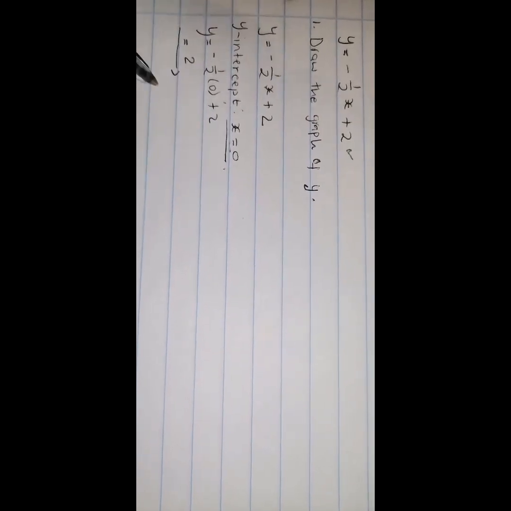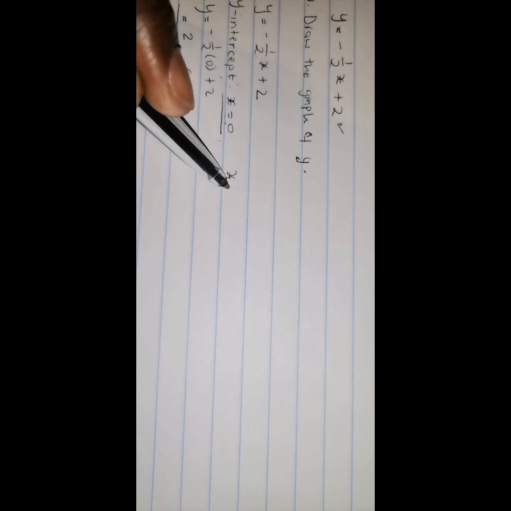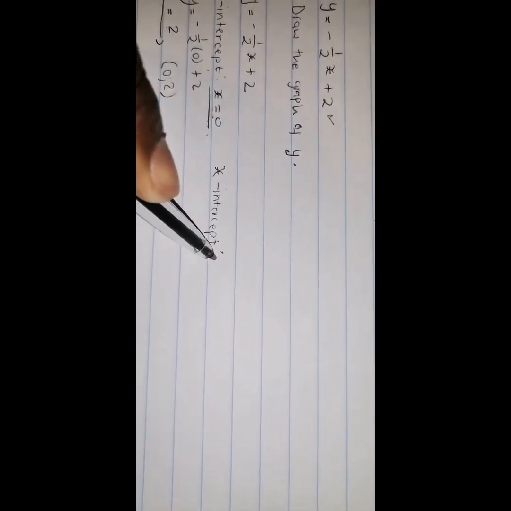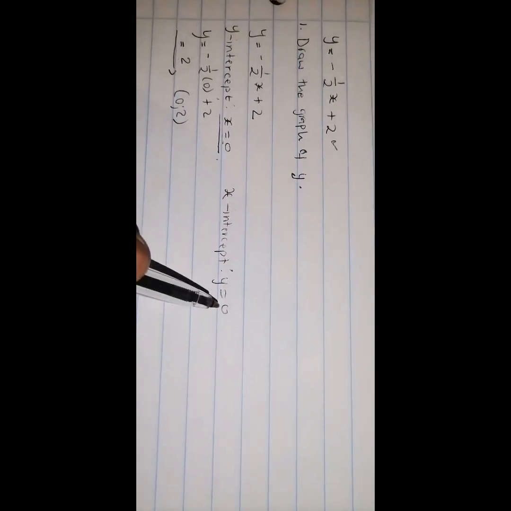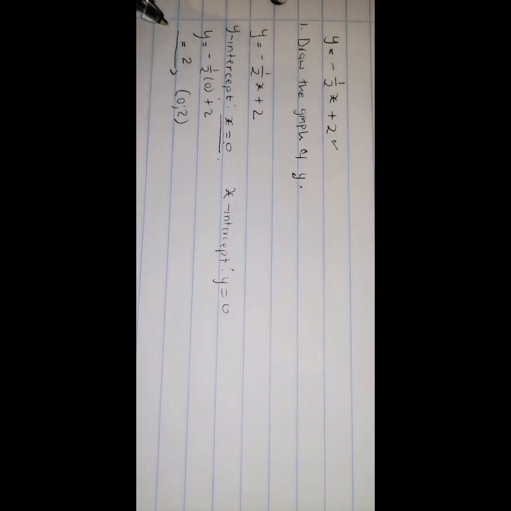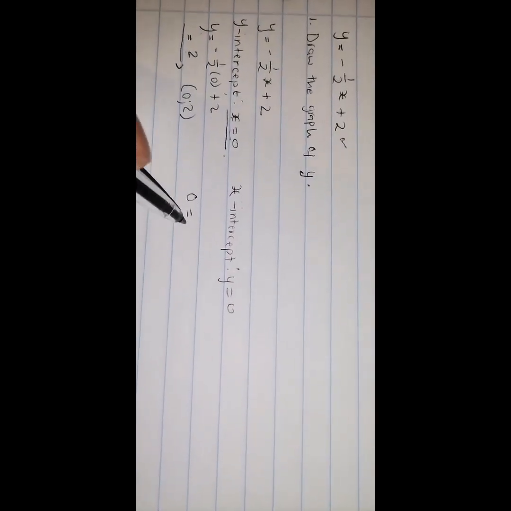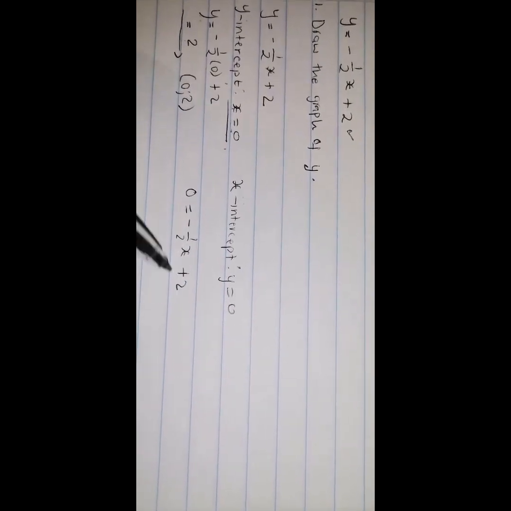Then the coordinates of the y-intercept: what is our x? 0. And what is our y? 2. Then for our x-intercept, we let y be 0, meaning we put our 0 on this side, and solve for x. 0 equals -1/2 x plus 2.